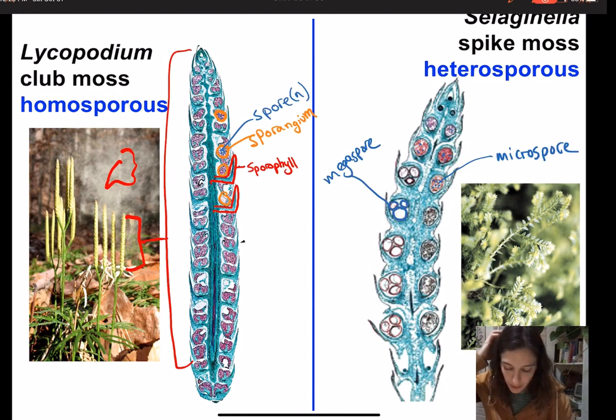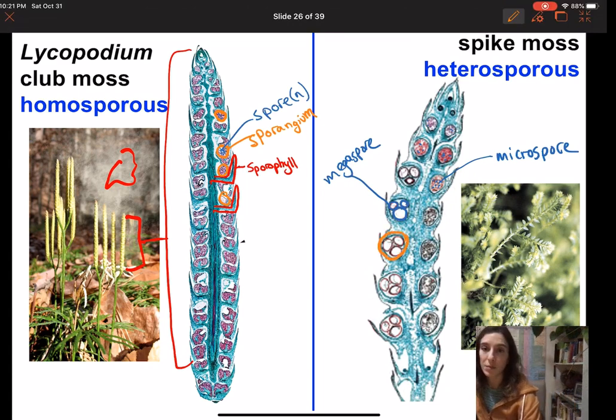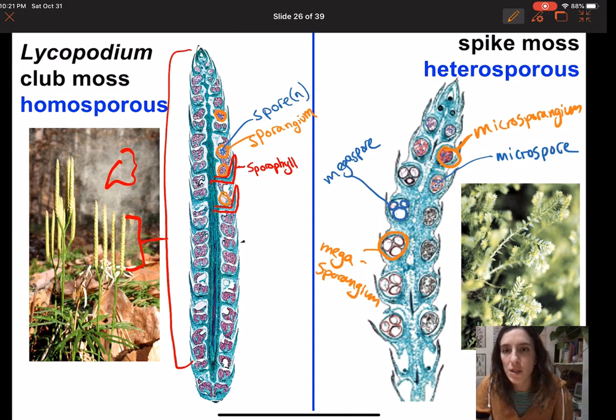So instead of calling this structure a sporangium, like we did in Lycopodium, we can call it a megasporangium because it has megaspores in it. And same thing with over here. We can call this sporangium a microsporangium because it's got microspores. And you guessed it with the sporophyll term too. We've got microsporophylls and megasporophylls associated with the respective sporangium.